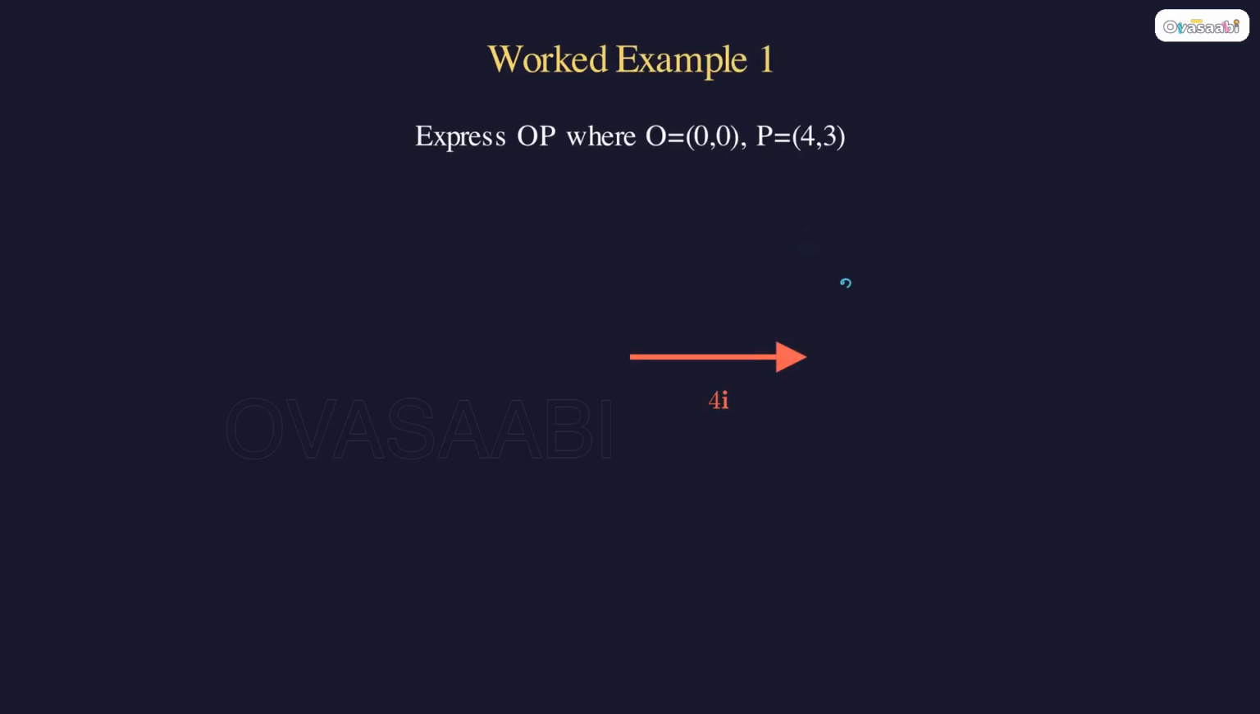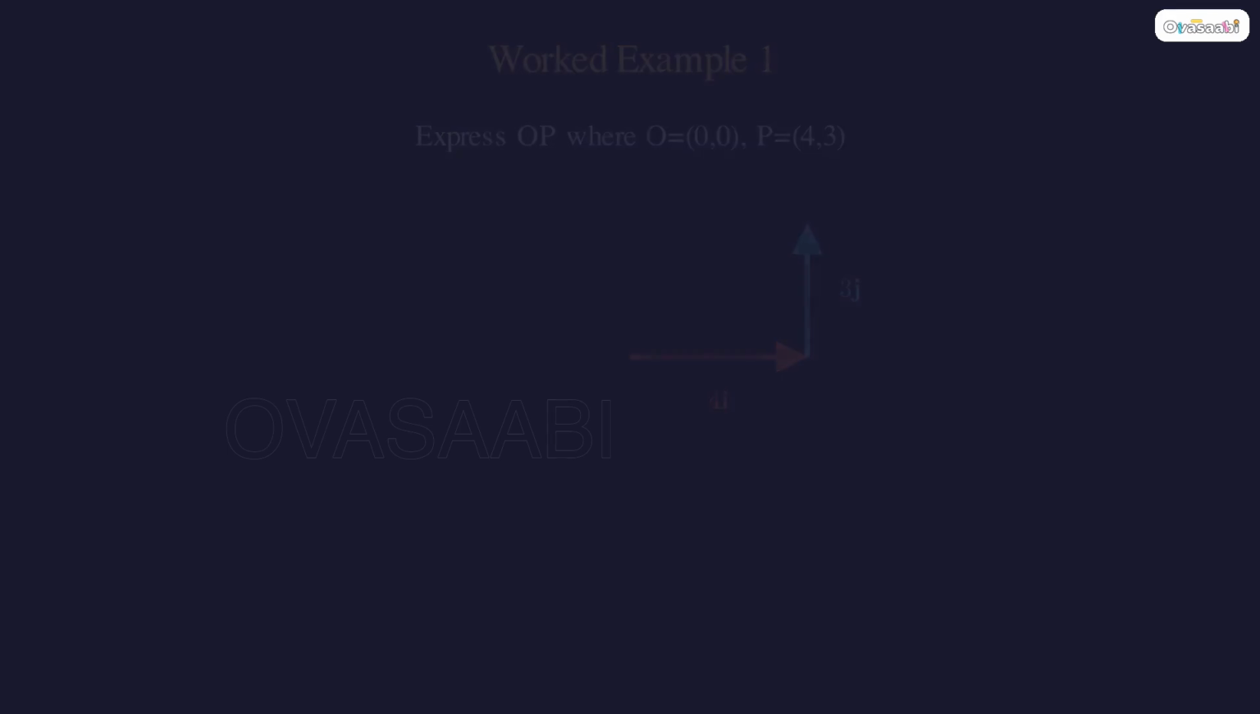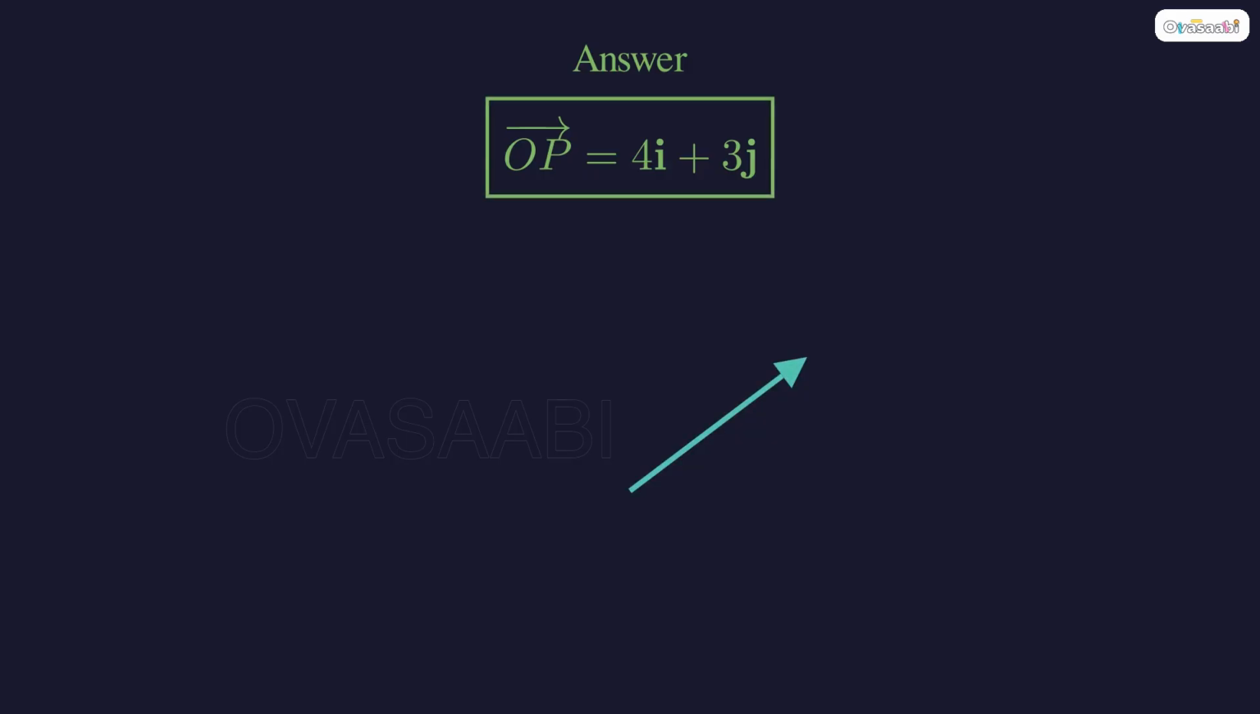Worked example 1. Express vector OP where O is the origin and P is (4, 3). Step 1. The horizontal component is 4i. Step 2. The vertical component is 3j. Therefore, OP equals 4i plus 3j. Always write i first, then j, even if j is negative.